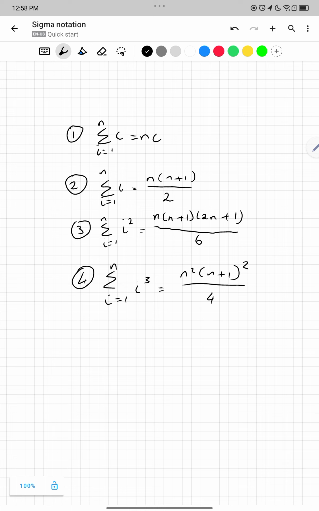Okay, so that is what we have for our equations. Now we're about to do a few questions, and then we will be done. Okay, so assume you're given the following. So these are examples.